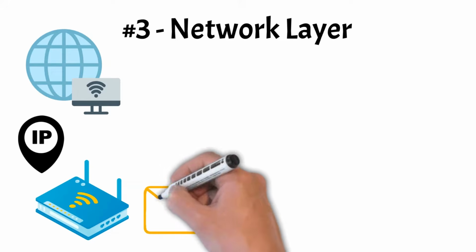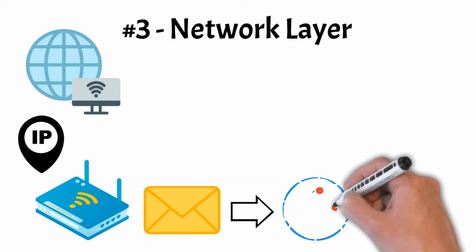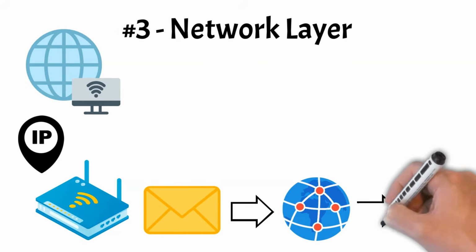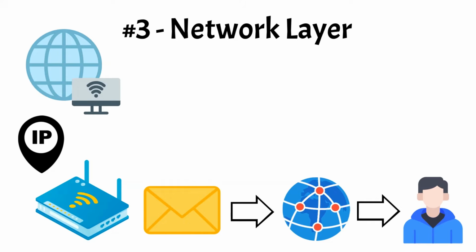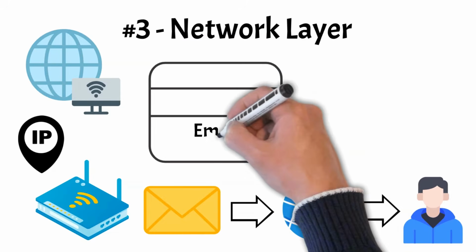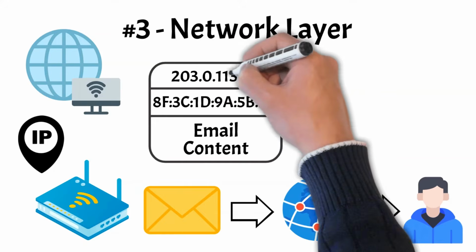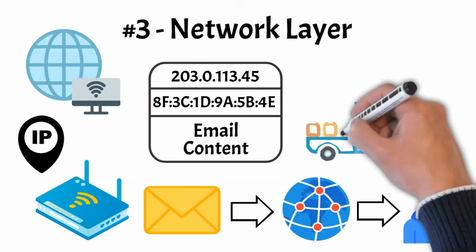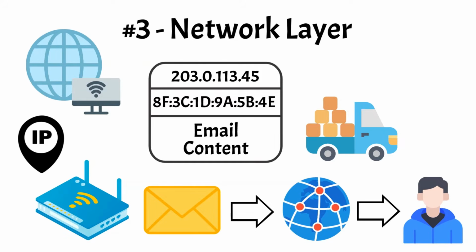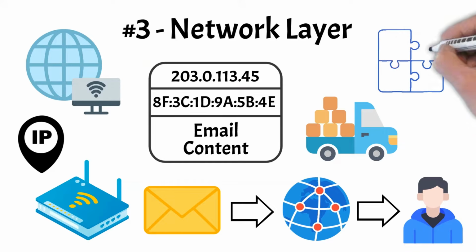For example, when you send an email from your computer to someone across the globe, the network layer determines the best path for the data to travel through different networks and routers. It handles packet switching and routing, ensuring that data is directed efficiently from the source to the destination. The network layer also manages traffic congestion and can split large data packets into smaller fragments if needed. Essentially, it directs data traffic across multiple networks to ensure it reaches the correct location.